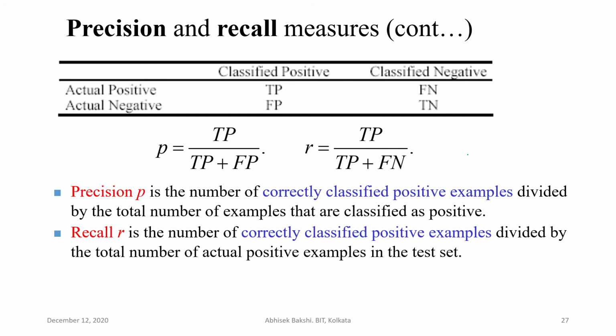That means there may be some examples which are actually negative but classified as positive. Those are also considered over here for precision. And recall says the number of correctly classified positive examples divided by the total number of actual positive examples in the test data set.